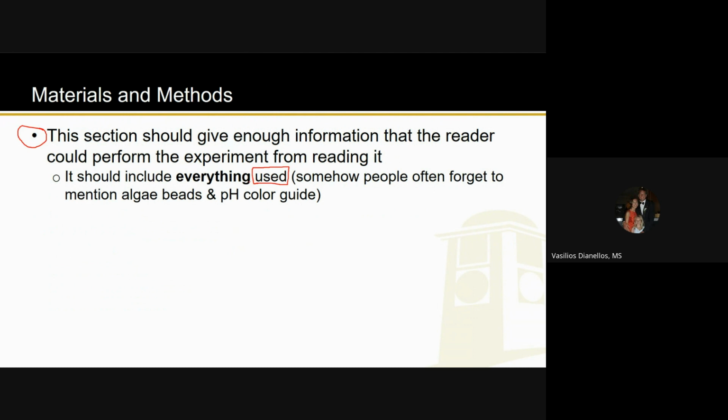But anyway, the reason I get at this is that a common mistake I see is that a lot of people forget to mention the algae beads and the pH color guide, right? So a lot of times we'll say we used cuvettes. We put cuvettes in intense light, and then we put cuvettes in less intense light. That whole time, though, they never mention anything about what's inside. Now, remember, you have to assume whoever's reading this is not me, in a way. They need to know what's in there, right? We had cuvettes filled with algae beads and pH indicator, and we compared it to a pH color guide, right? You have to have all that.